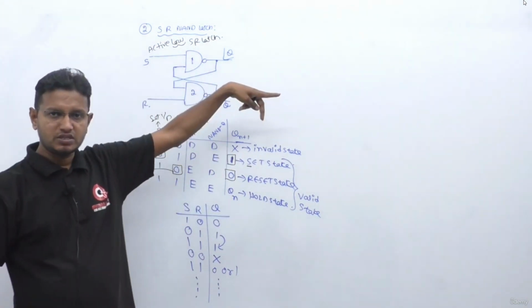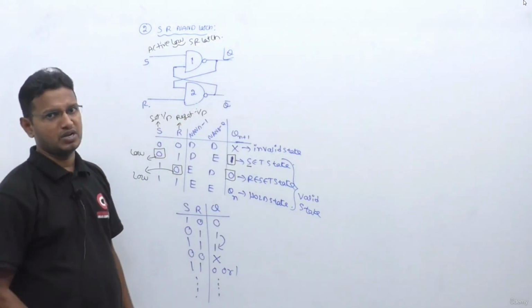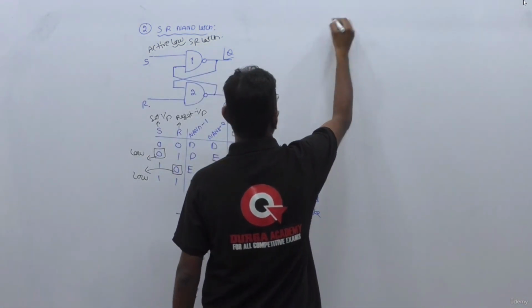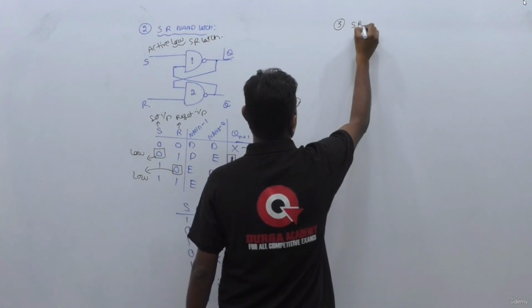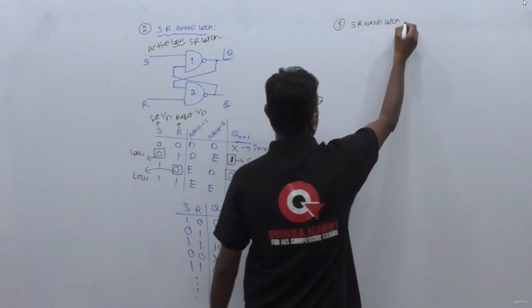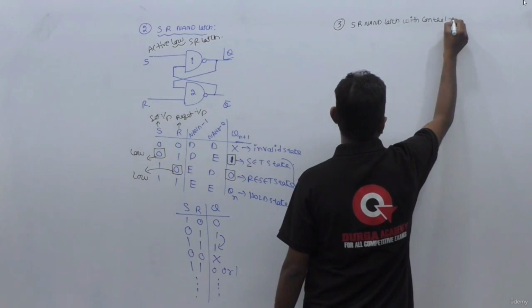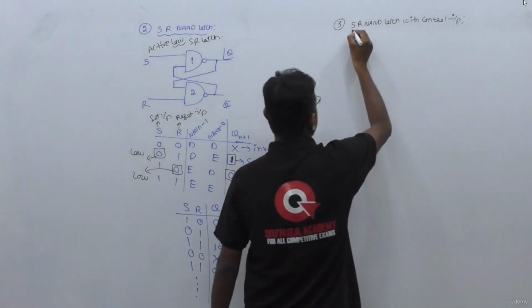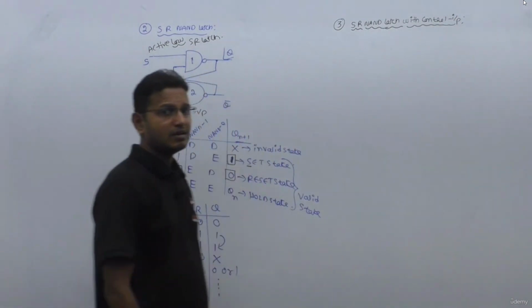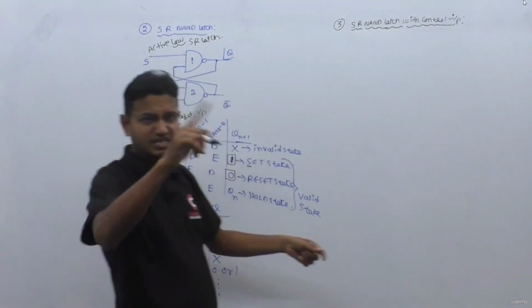So the next circuit is a memory element with a control terminal. This is the third circuit, which I call the SR NAND latch with control input. Remember this: earlier we didn't have any control input. Now I am just adding an extra terminal called the control input, apart from the S and R inputs.